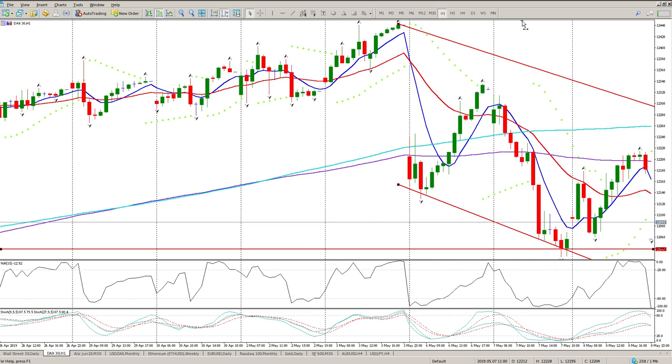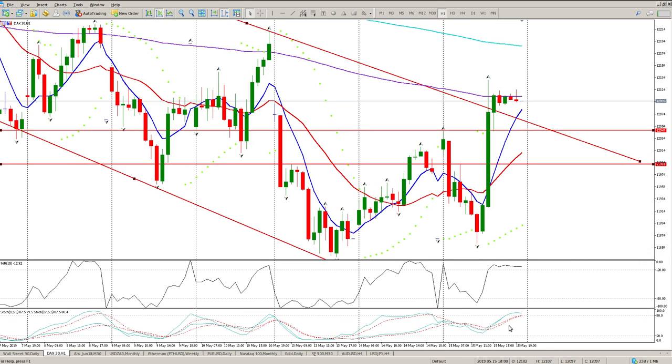If we come to the hour, you'll see my stochastics here are indicating that we could be a little bit tired. We can't get through the 200. Moving averages are far apart, so it's looking like we're going to get a bit of a pullback.